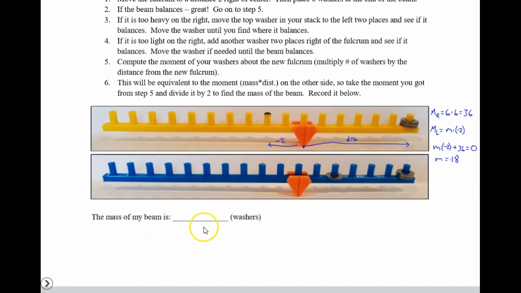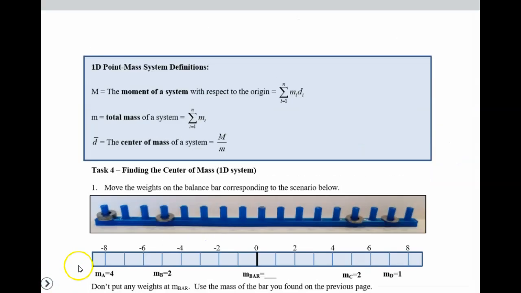Record the mass of your beam. We're using units of washers. So the mass of my beam, if I had the yellow one, I put 18. I think the blue one comes out to 16. But whatever it is, just fill that in. It could be something like 18, could be 16, maybe 17. Just record whatever that's going to be for you right there. That will get used in the next task.